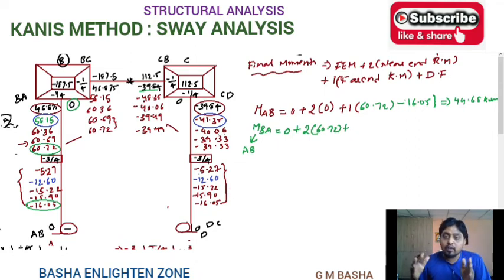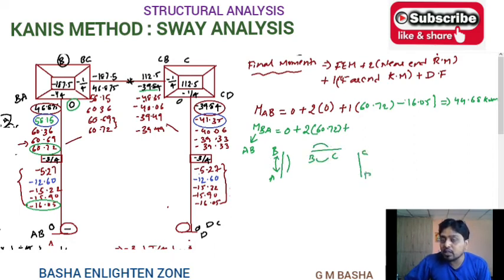While calculating final moments, you can check only that particular member, not for the joint. For BA you will get CB also, but don't take CB. Why? Because while calculating final moments B to A, you can check only with BA and AB. While calculating BC, you can check only with BC and CB. While calculating CD, you can check only with CD and DC. Not for C, it will be BC. And 1 into far end rotation moment, far end rotation moment B, that is 0.